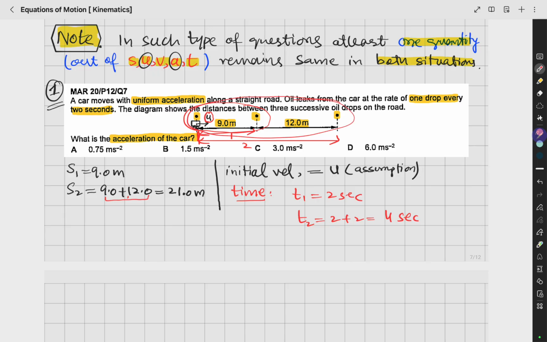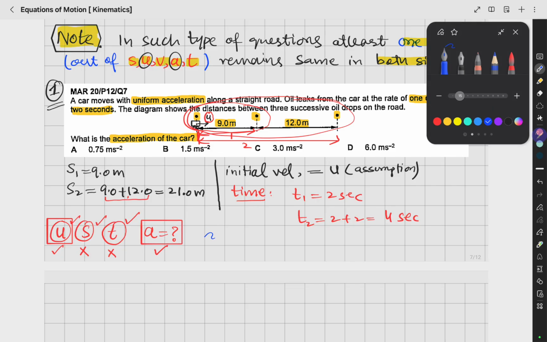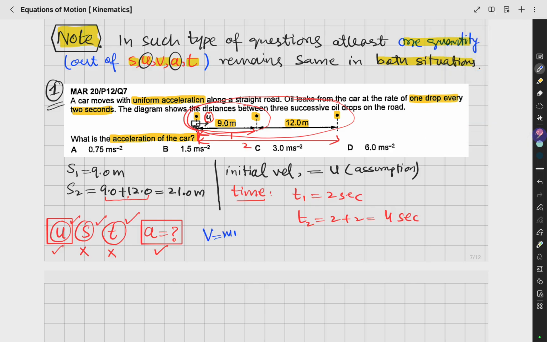If you understood this, then we can do this question easily. Right now we have initial velocity, displacement, and time, but of course we have two scenarios for each of them. Initial velocity is the only one which is the same in both scenarios. Displacement in both scenarios is different. Time in both scenarios is different. And we have to find acceleration, which is the same in both scenarios. What quantity is missing over there? We can see clearly that v is missing. The final velocity is not there.